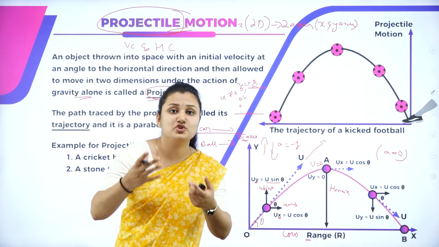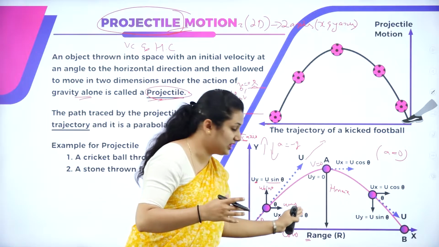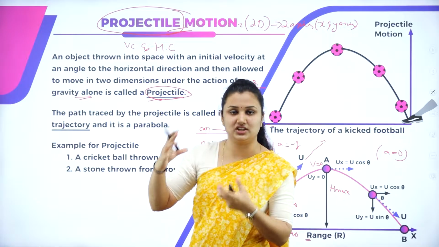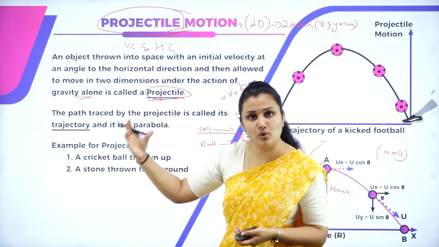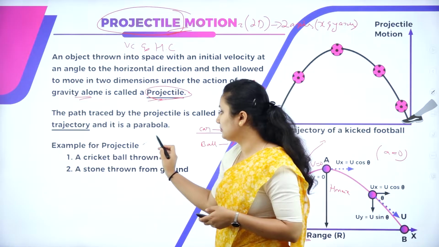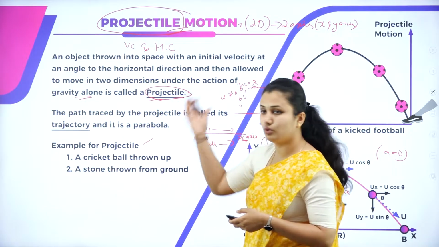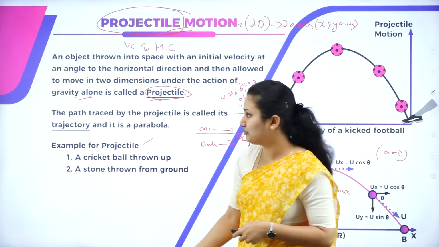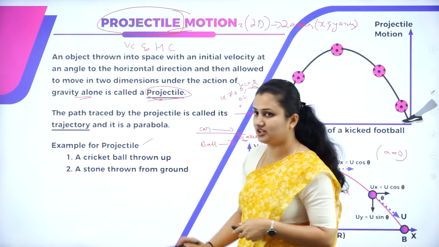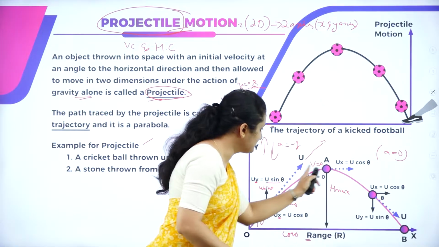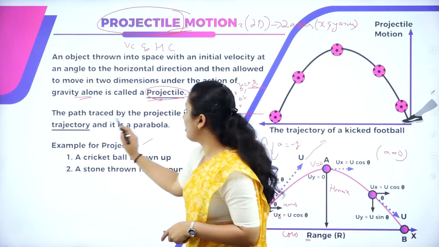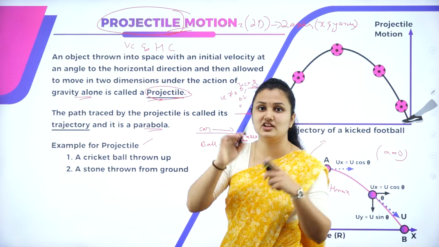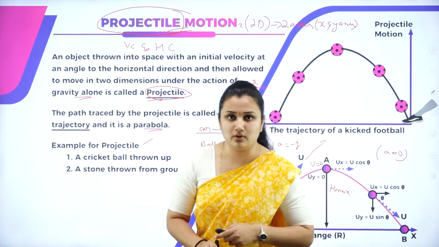These are the components required to call it a projectile and projectile motion. And you can see here the examples of a projectile: a cricket ball thrown up, a stone thrown from the ground. All these are examples. The path traced by the projectile is called its trajectory, and it is a parabola.